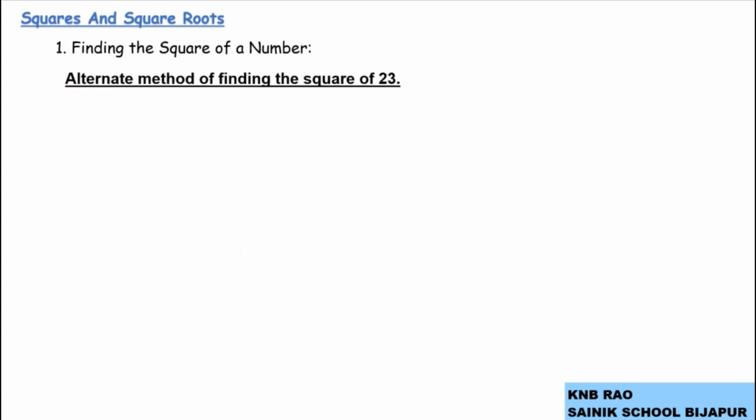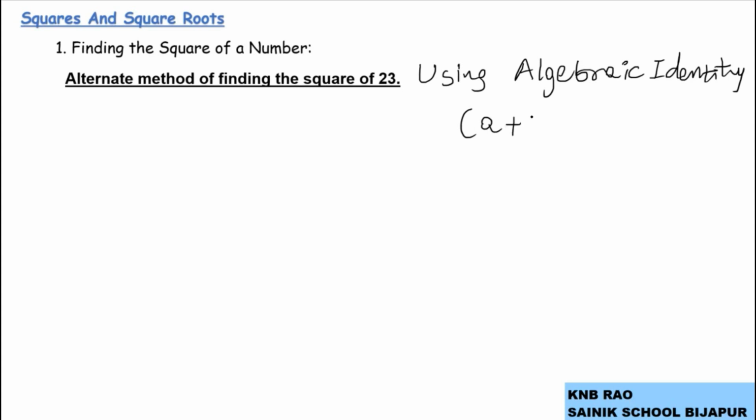First method, we learn finding square of a number using an algebraic identity. So, which identity are we going to use? It is a plus b whole square.